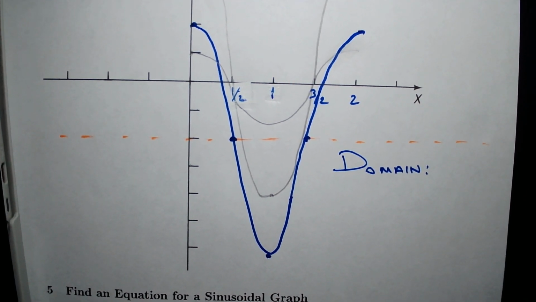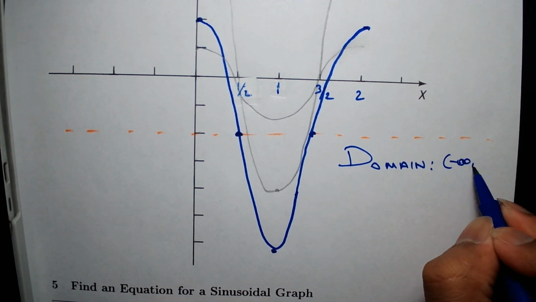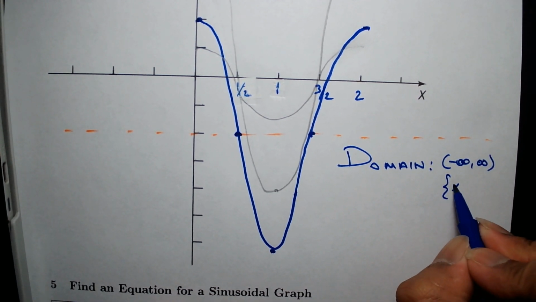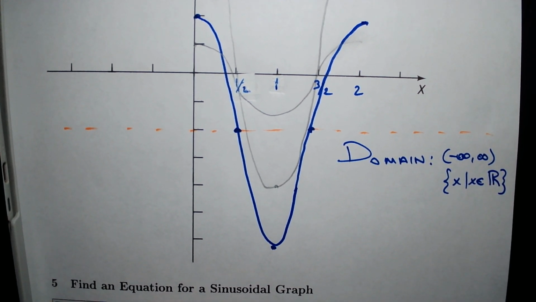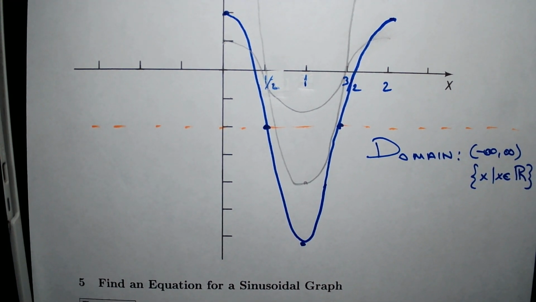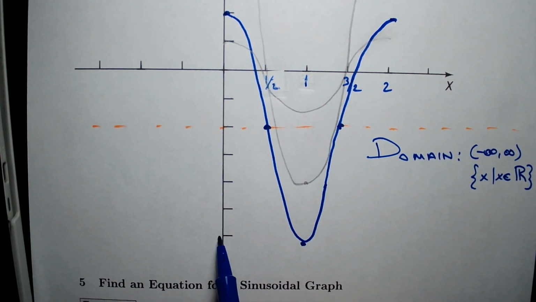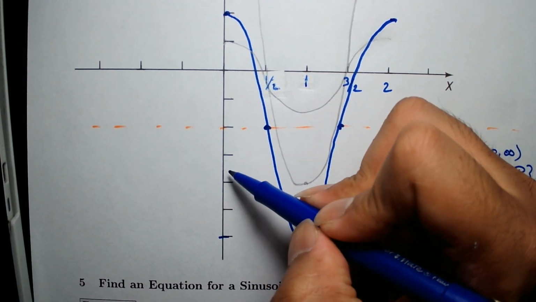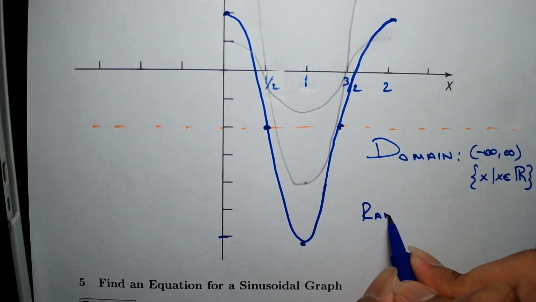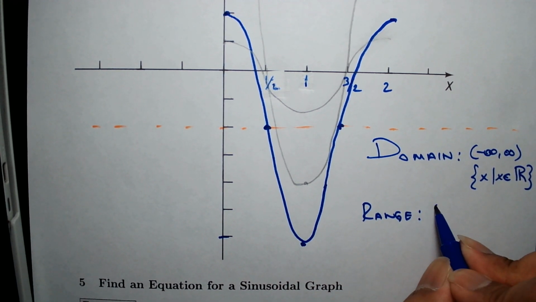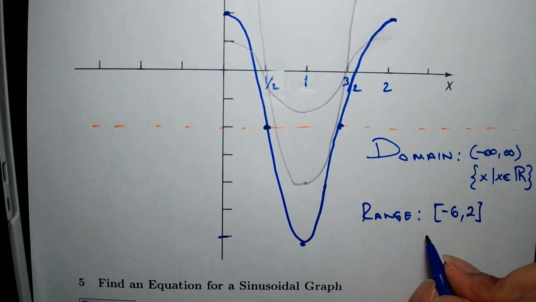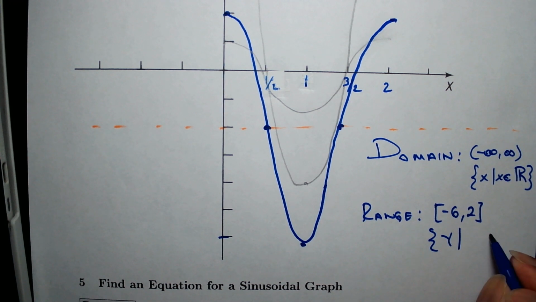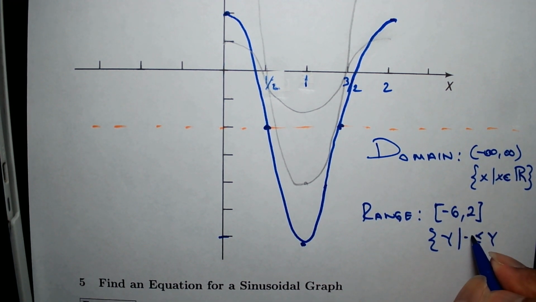The domain in this case again is all real numbers, or x such that x belongs to the set of all real numbers. But the range is going to be changed, by looking at the graph. It's going to go from negative 1, 2, 3, 4, 5, 6 to positive 2, or y such that y is bigger than or equal to negative 6 and less than or equal to 2.